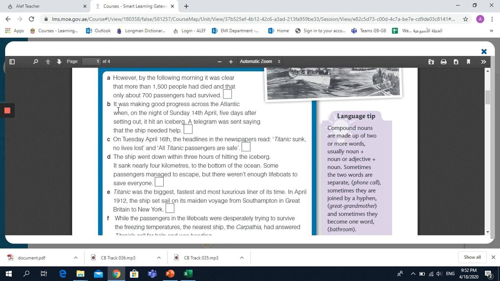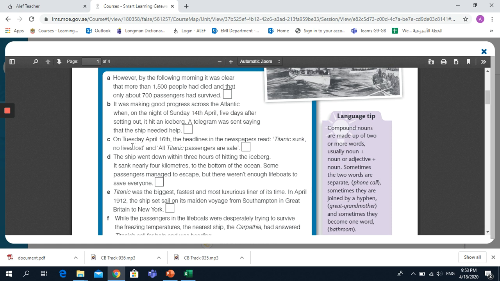B: it was making good progress across the Atlantic when, on the night of Sunday, 14th of April, 5 days after setting out, so there must be something that happened before that, it hit an iceberg, which is a large piece of ice floating in the middle of the ocean. A telegram was sent saying that the ship needed help.